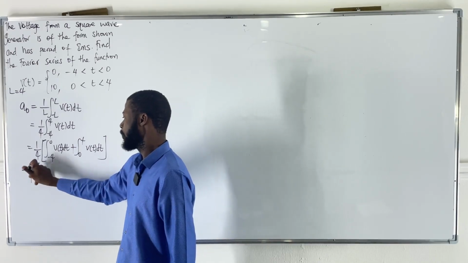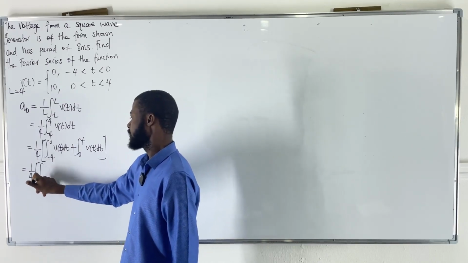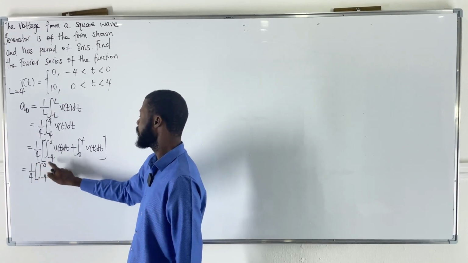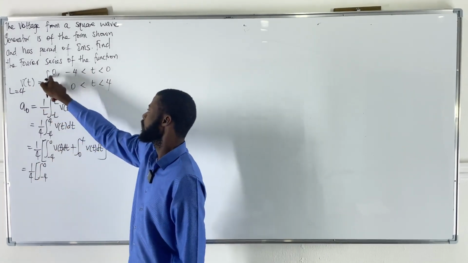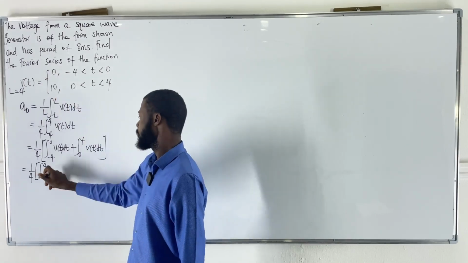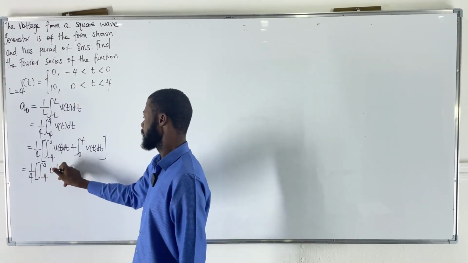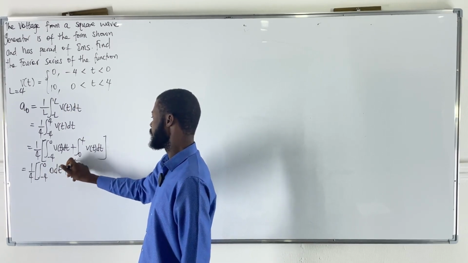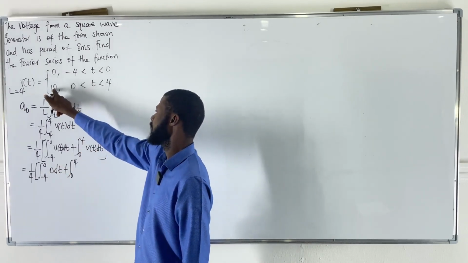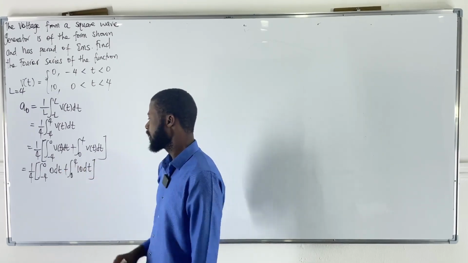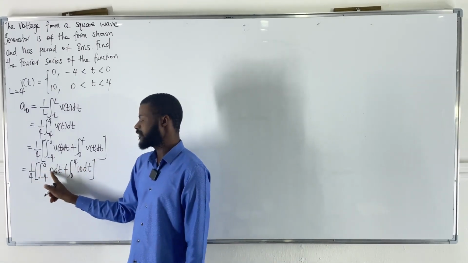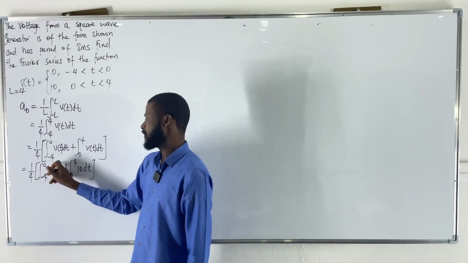So this is 1 over 4. Then we have the integral from minus 4 to 0. Now from minus 4 to 0, what is V of t? V of t is equal to 0 in this interval. So this will be 0 dt. Plus integral from 0 to 4. From 0 to 4, what is the value? It was 10. So this will be 10 dt. Now if you notice, the integral of 0 is still 0. So everything here will just give us 0.